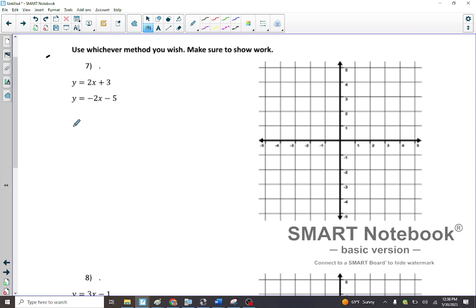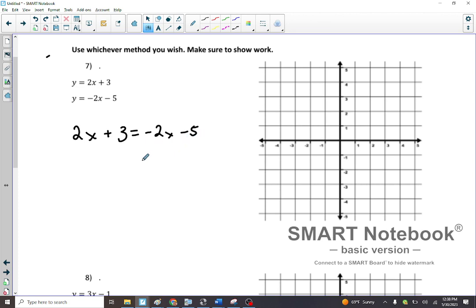Wait, so for 5 and 6, we can do it either way, right? Yes. On your final, you could do any way. In this case, I'm going to use substitution. I find this to be the easiest one because they already equal y. You could technically also graph in this case. But again, which one's easier is different for every person, so it doesn't matter which way you do it.